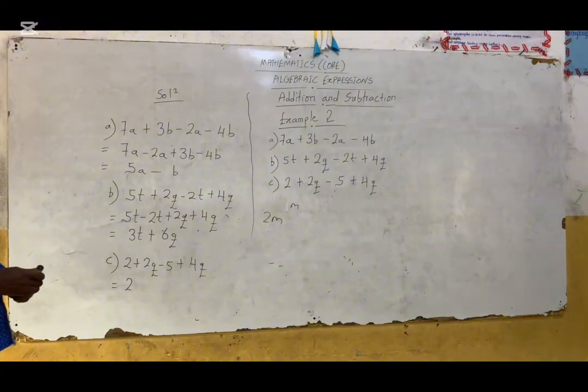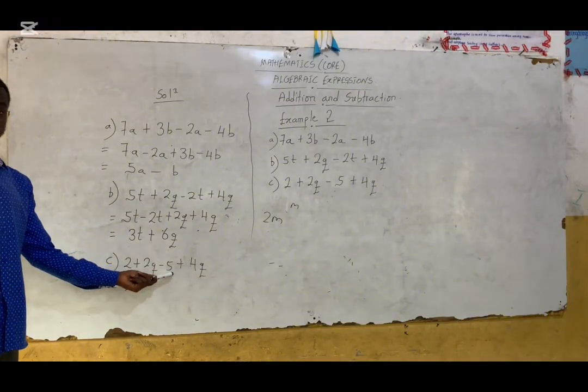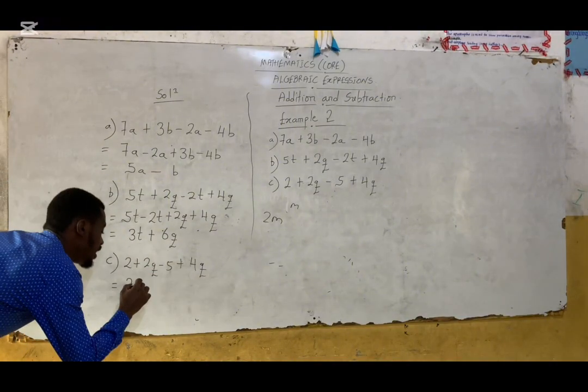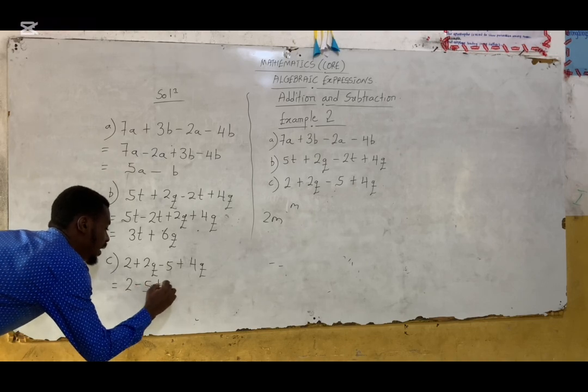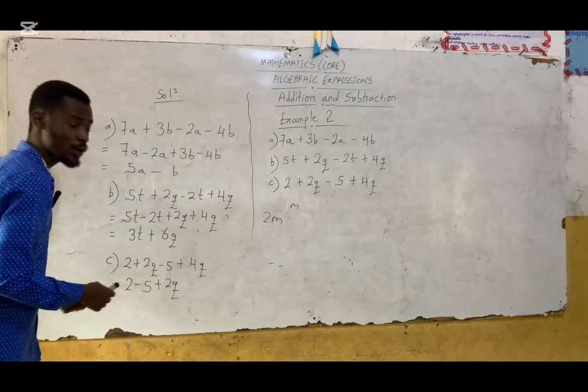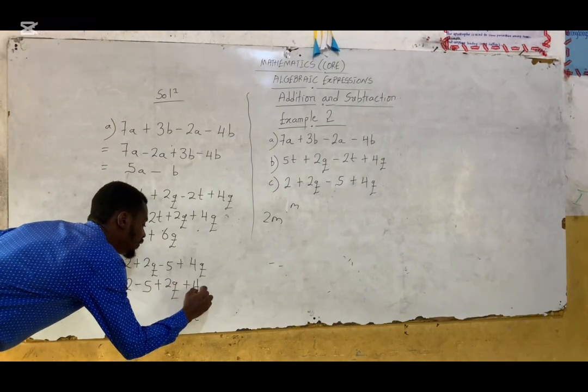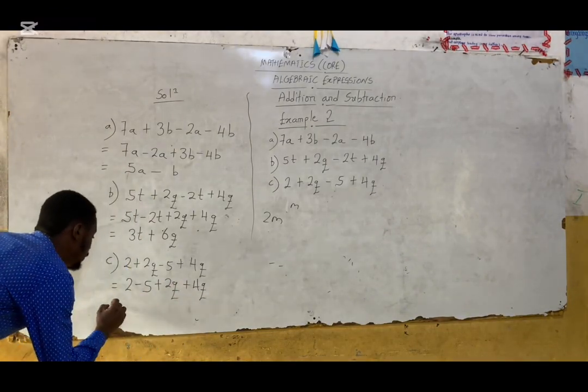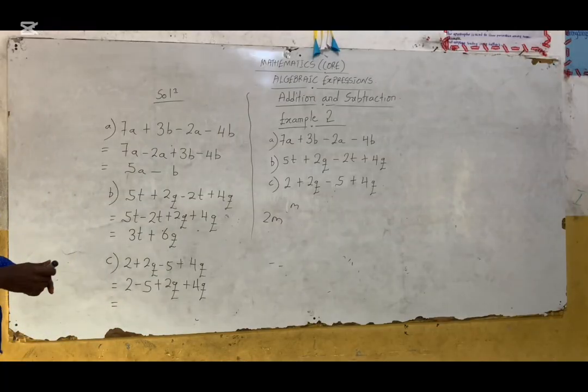Who is a family member to the constant? 5 is also a raw number. Negative what? Negative 5. The next one is plus 2q. Who is a family member to plus 2q? Plus 4q. Are you okay? Plus 4q. Good. Now what is 2 minus 5?